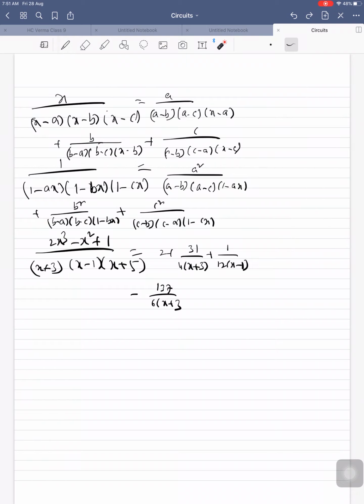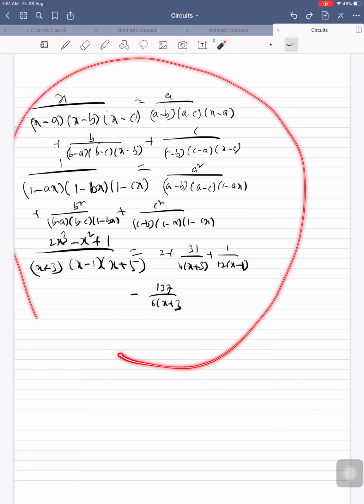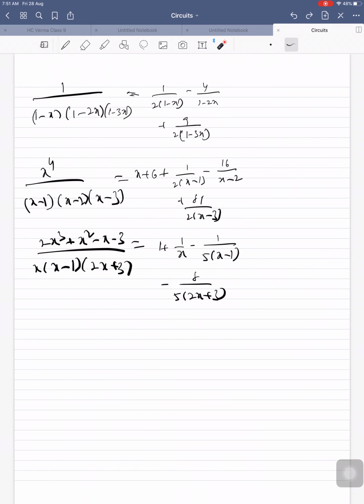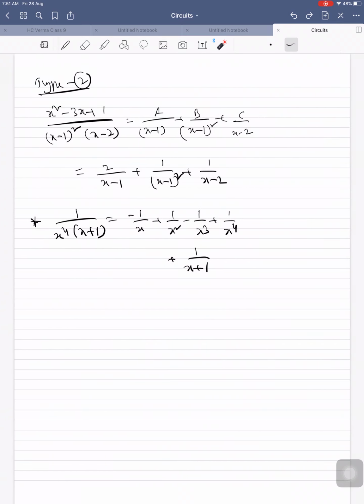Please note down and complete the problems. Note down it. This is the rational fraction. This is the given ratio. This is the rational fraction. This one, you do yourself.